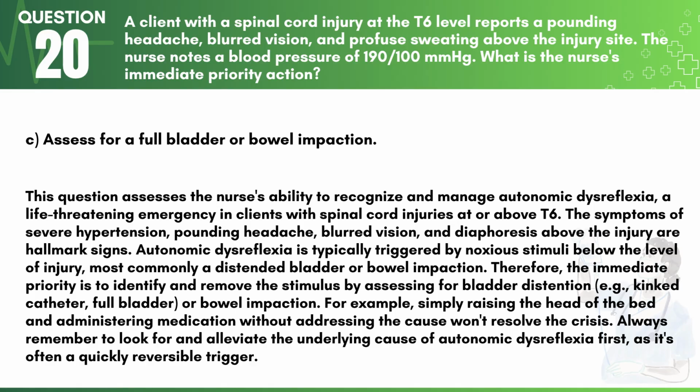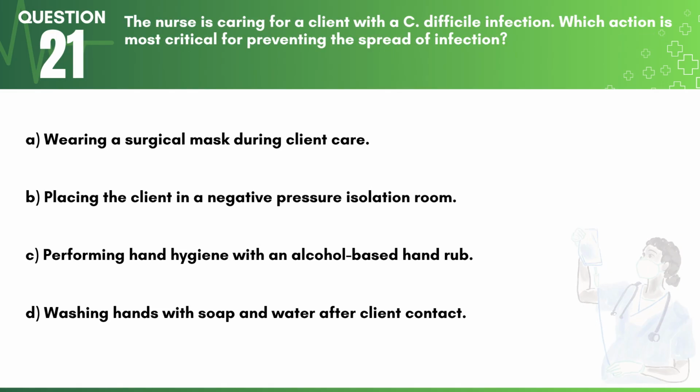Question 21. The nurse is caring for a client with C. difficile infection. Which action is most critical for preventing the spread of infection? A. Wearing a surgical mask during client care. B. Placing the client in a negative pressure isolation room. C. Performing hand hygiene with an alcohol-based hand rub. D. Washing hands with soap and water after client contact.